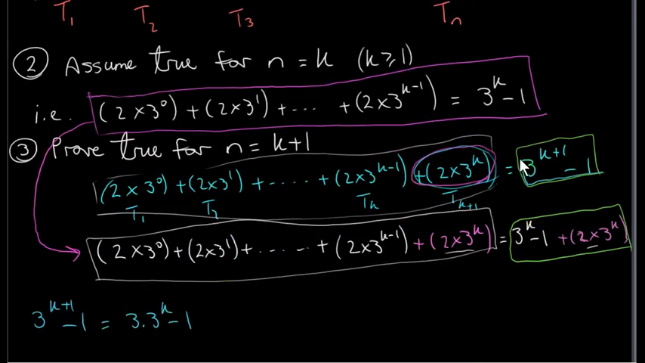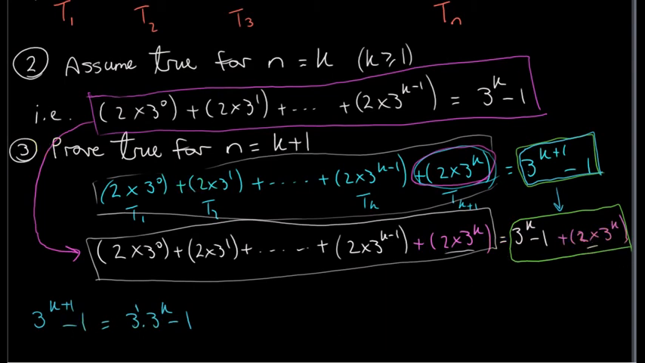Now let's look at this here. We can factorize 3 to the power of k plus 1 as 3 to the power of 1 times 3 to the power of k. Now why do we do that? Well, the reason we do that is because 3 to the power of k appears in this here. We're trying to show that these are equal. And 3 to the power of k appears here, so that's what I've done. I factorized out 3 to the power of k.